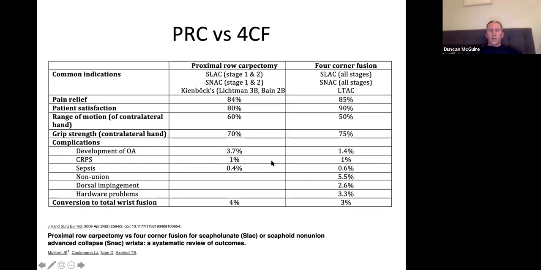But the complications overall are higher in the 4-corner fusion, and that's really because of the hardware issues. So non-union rates of 5.5%, dorsal impingement and loosening of screws. But these results are probably mostly from the 4-corner fusion with the plates. If you had to exclude them, I'm sure these hardware complications would be less. And if you look at total wrist fusion, it's slightly higher in the PRC due to the higher rate of development of OA over time.